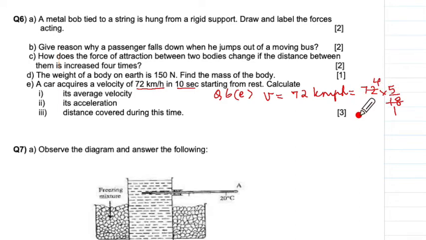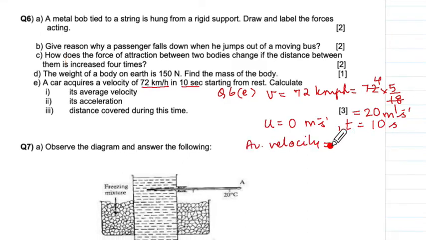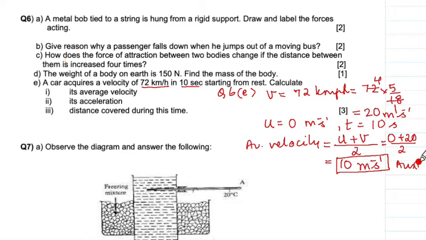So 18 goes 4 times, and that gives us 20 meter per second. The initial velocity is 0 meter per second. They are telling us that the time taken is 10 seconds. The average velocity is initial velocity plus final velocity upon 2. So the initial velocity is 0, final velocity is 20, upon 2. That gives us 10 meter per second. This is the average velocity, and that is our answer 1.